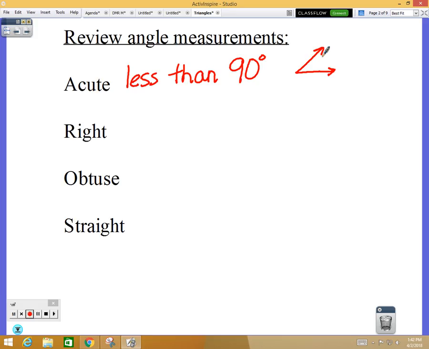All right, we kind of already talked about the right ones then. So the right ones are exactly 90 degrees. And usually it will have a symbol in the corner to let you know that it is 90 degrees. And that's what that symbol looks like. I'm going to skip over obtuse for a second and go right down to the straight.